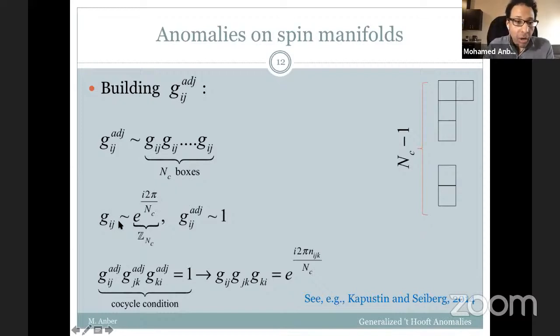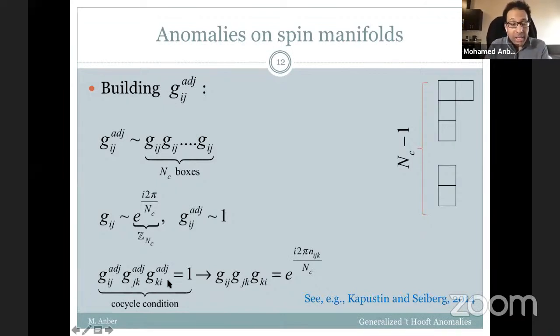So now you see, because I'm interested only in the center element, when I multiply g_ij in the defining representation N_c times, I get unity. So g_ij in the adjoint representation basically goes like 1, and this is why the fermions don't see the center of the group, and this is why we say that the faithful group that acts on the fermion is SU(N_c) mod Z_{N_c} rather than SU(N_c).